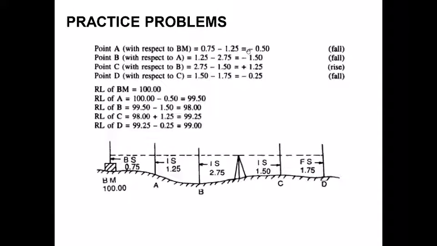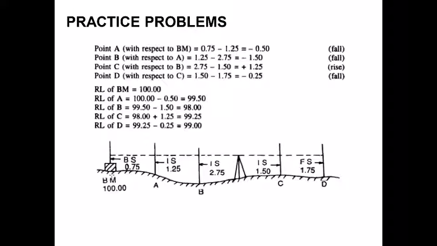Okay, so one last question before we move to some lengthy questions. In this problem, they have given you the benchmark reduced level of this point, and you have to find out the reduced level of the points A, B, C, and D. There is just one setting of the instrument, so you are not shifting the instrument. That means you don't have a change point or a turnover point. So with this setting, we are going to use the rise and fall method that we just discussed.